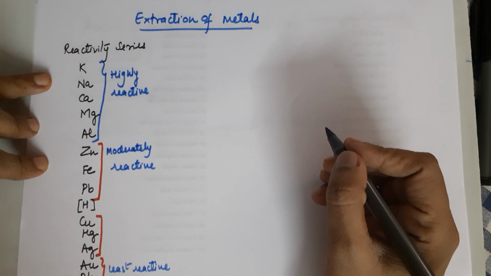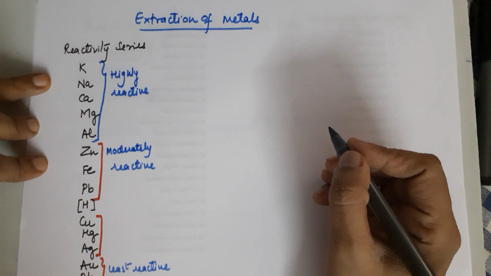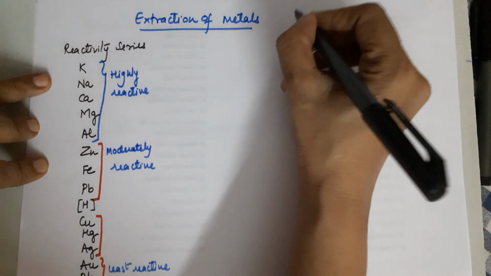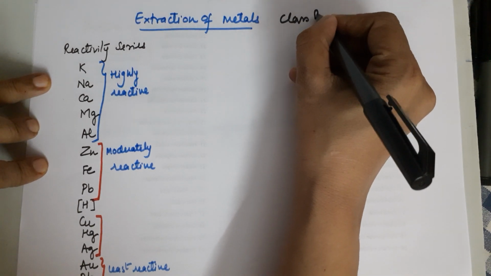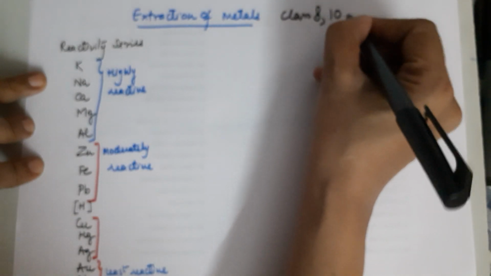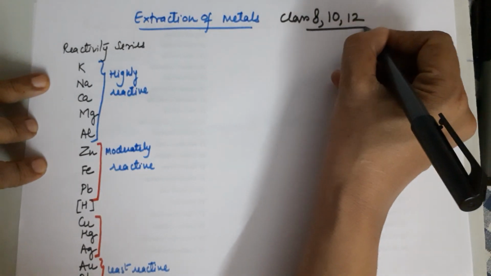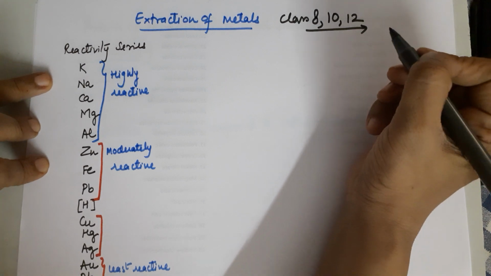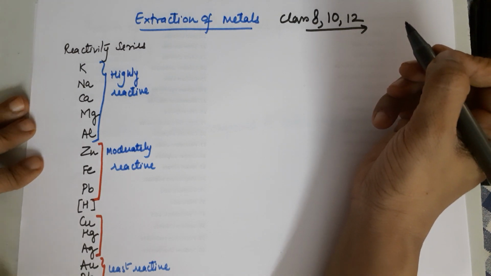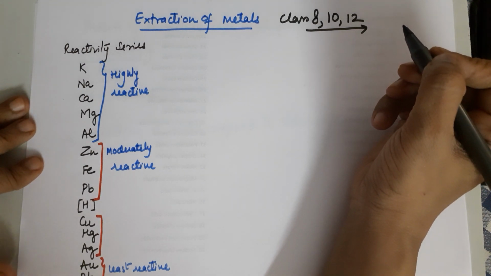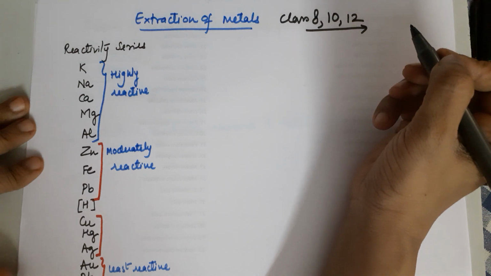Now this particular chapter which deals with metals is found in class 8, then it goes to class 10 and then it also goes to class 12th. Fine. So I would be taking this topic in detail. So whichever class you are in, accordingly you can segregate the information that is required by you.